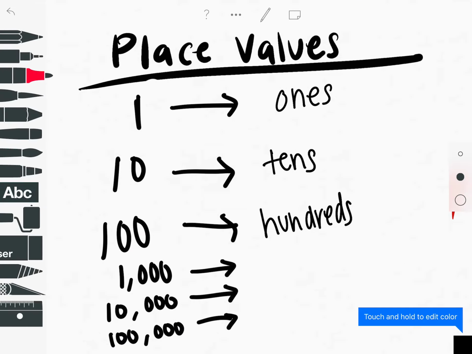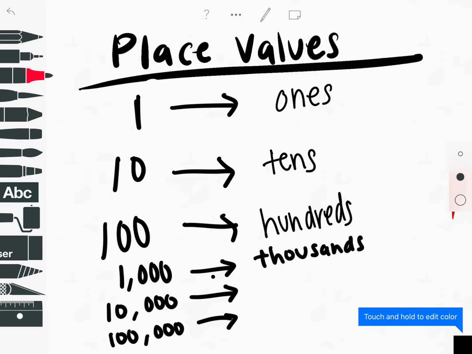So remember our place values. We have our first digit, ones. We know this is in the place value of ones. We have tens. We know that this is the place value of tens. And we have hundreds. What about these last three? What place value is this? If you said thousands, you are correct.